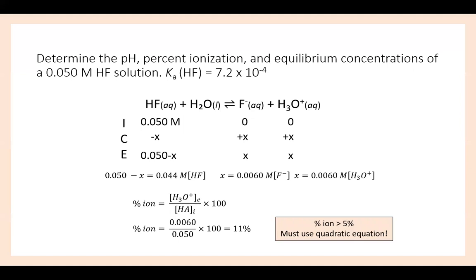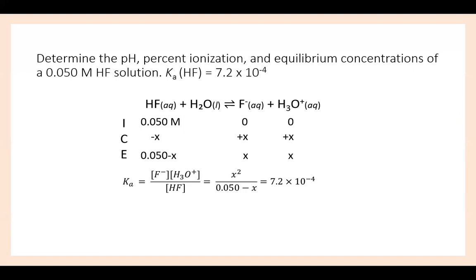That's greater than 5%, so we don't meet the requirements of making the assumption that X is very small. So we need to solve this problem by using the quadratic equation. So we go back to our original ice table. We set Ka, the expression, equal to the Ka value. But here we can't simplify the denominator. We're going to leave in that minus x. So we need to distribute, rearrange, and we end up with an expression that looks like this.